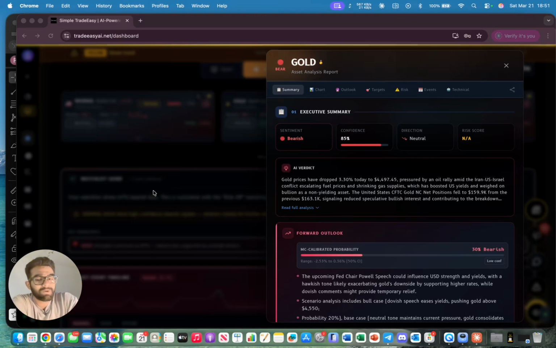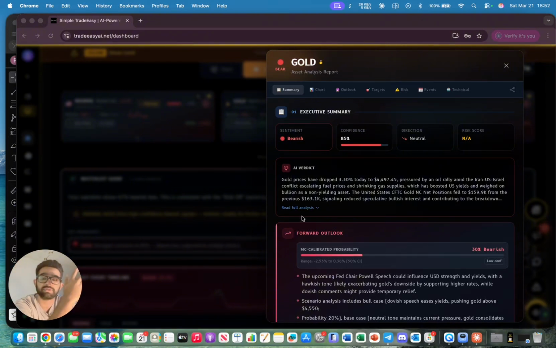But let me show you what the data is actually showing, and what it has been showing since the start of March 2026. And this is why it matters for your next gold trade, because as you know, the month is not yet over. Now let's start with TradeEasy, and with the actual macro context behind everything that's going on.